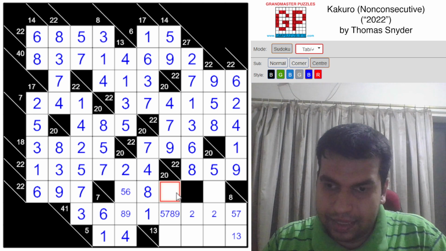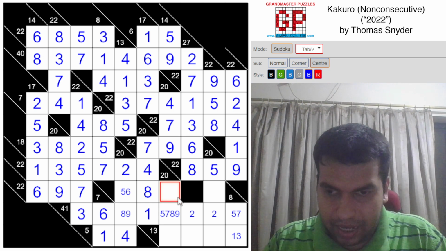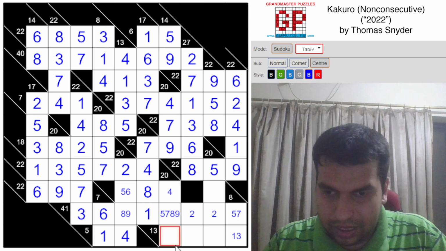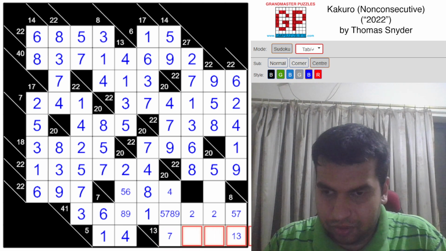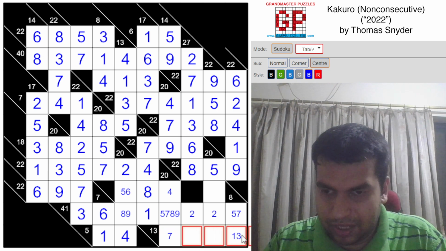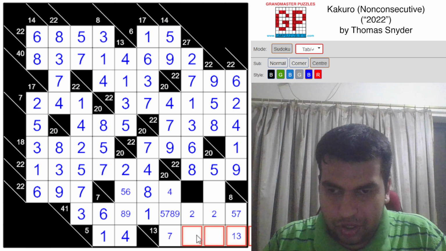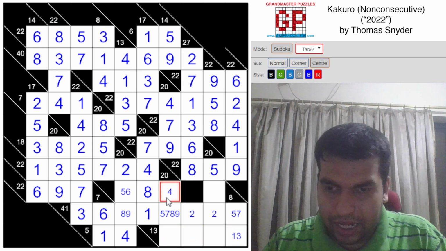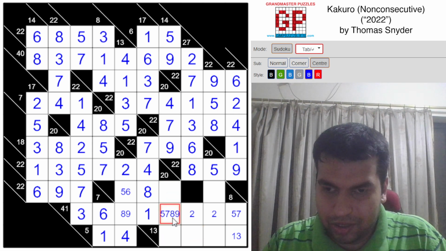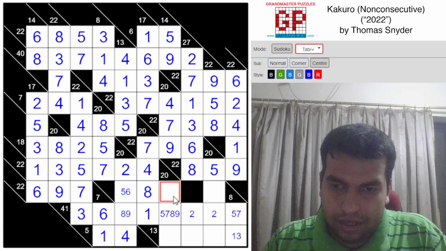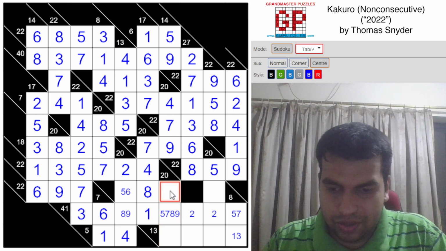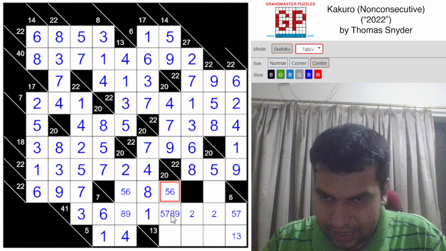So this can't be a 9, this can't be a 7. Can it be a 4? If it's a 4, then this would be a 7, and we already know that would cause a 1, 2, 3 triplet here, which is not possible in this variant. So it actually can't be a 4, it can't be a 3 because that would force 8 and 9. It can't be a 7, 8, or 9. So this is actually a 5 or a 6.